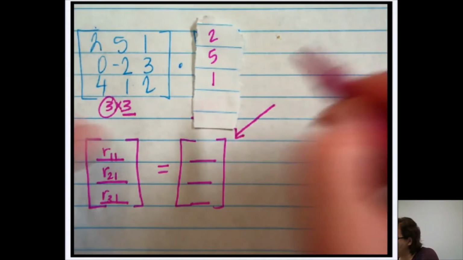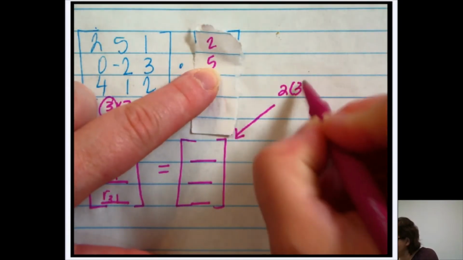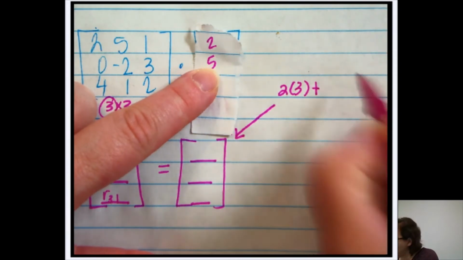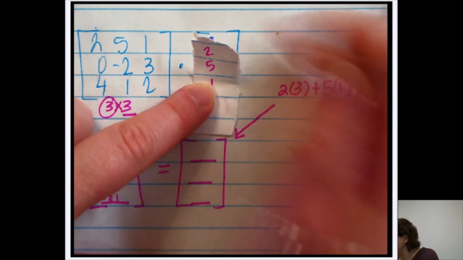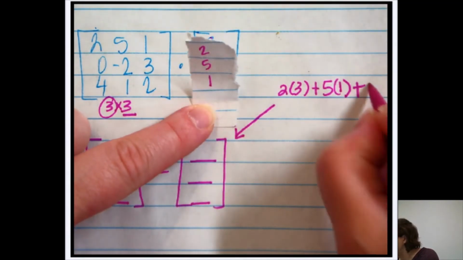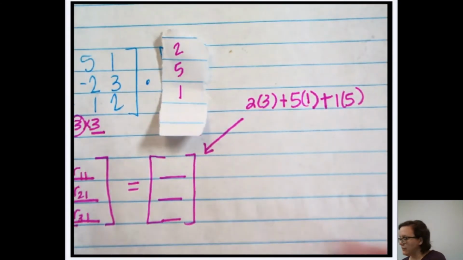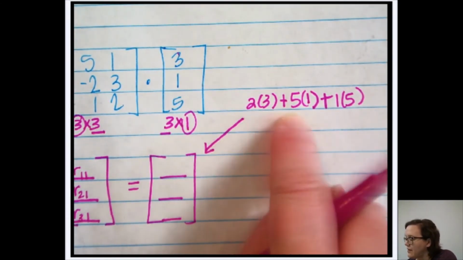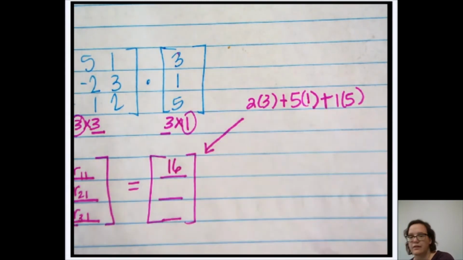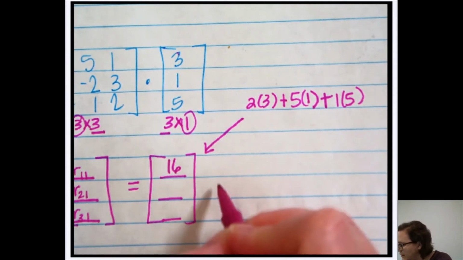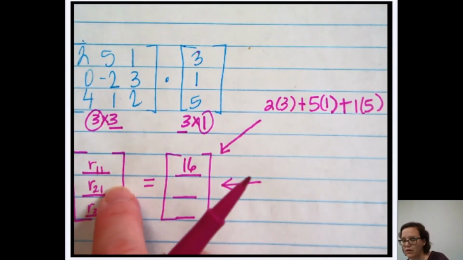Okay, so we have the 2 times the 3 plus 5 times the 1 plus 1 times 5. Okay, so we add those all together, so we get 6 plus 5 is 11 plus 5 is 16 for that first element. Okay. Now this is row, R21, so second row, first column.